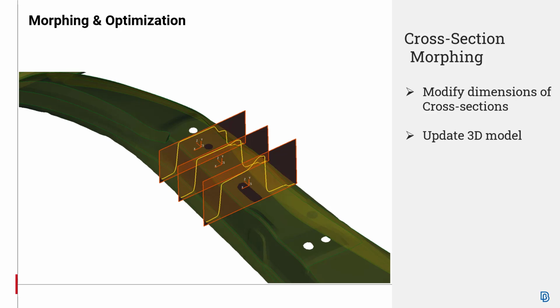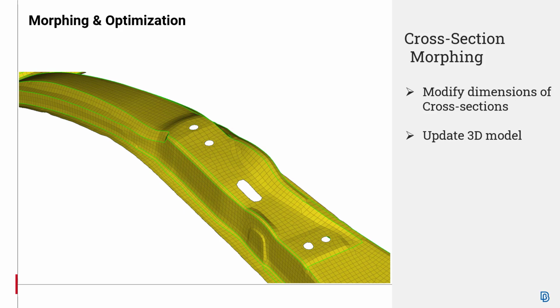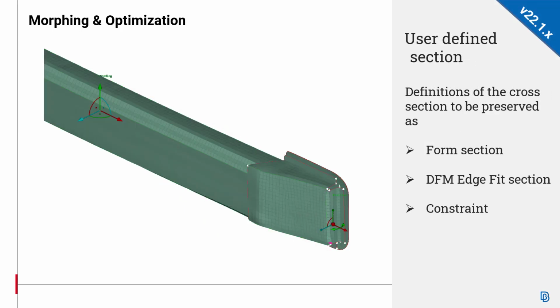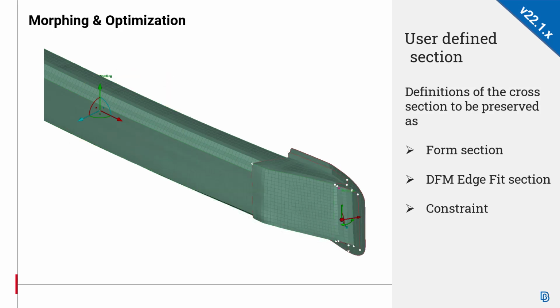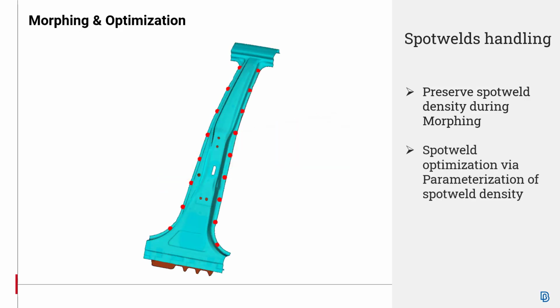Cross-section morphing is now quick and easy, and the 3D model can be morphed according to any modifications made on the cross-sections. User-defined cross-sections can now be selected to be preserved while morphing with form or DFM edge fit. The same functionality is available for the steady section constraint as well. The density of spot welds can now be respected when morphing is applied, but also it can be optimized by creating appropriate morphing parameters.